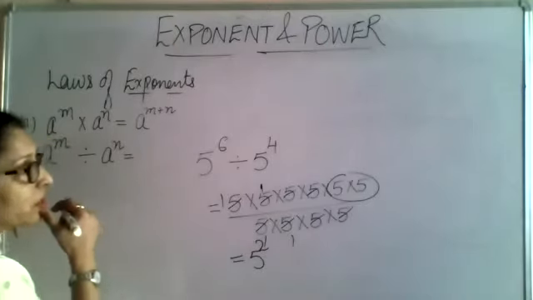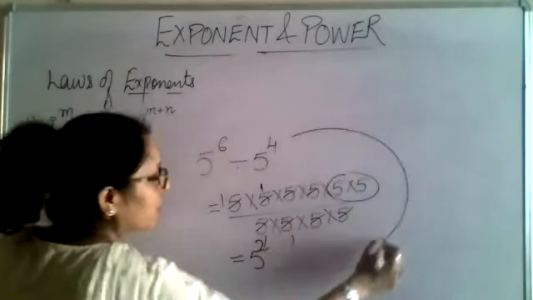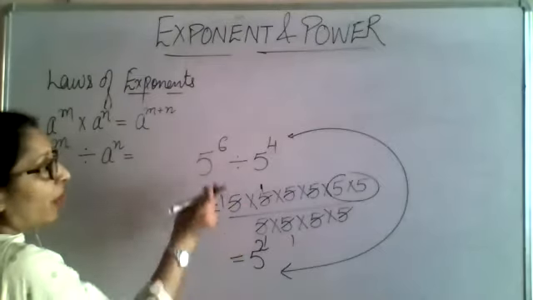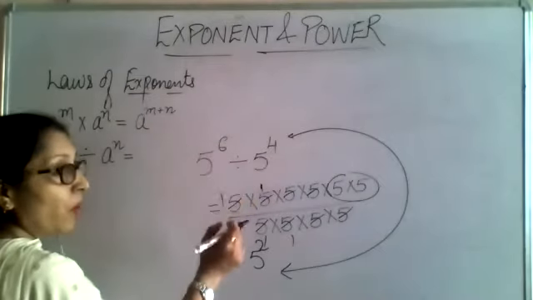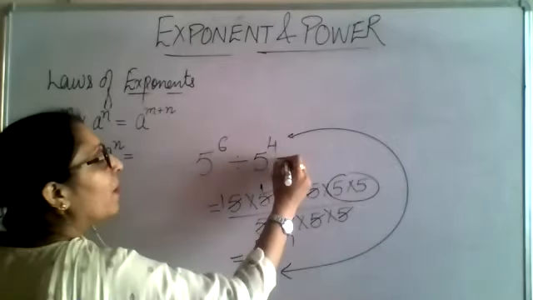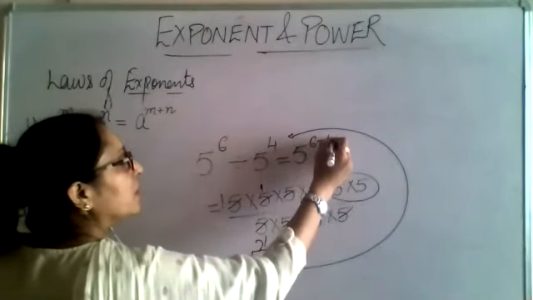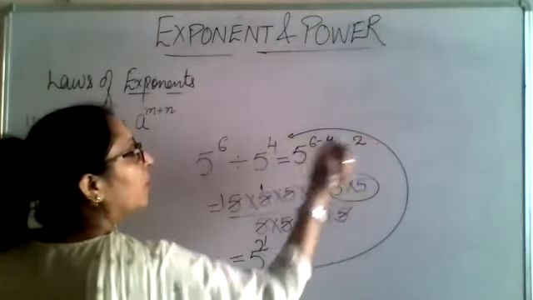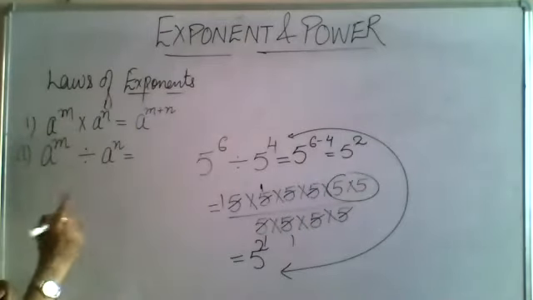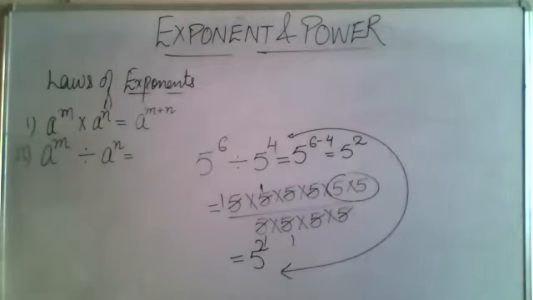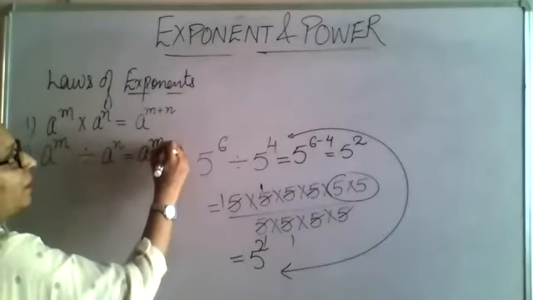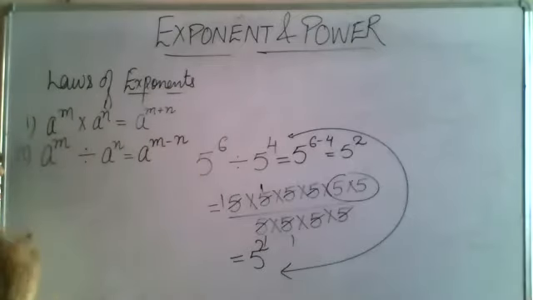And one child who knows the law, can you find any relation here? How can you get 5 raised to power 2 from 5 raised to 6 divided by 5 raised to power 4? How will this 2 come? When you subtract the powers, you will get 5 raised to power 2. So what have you observed? If a division sign is there and the bases are the same, the power will be subtracted: m minus n. Important thing.